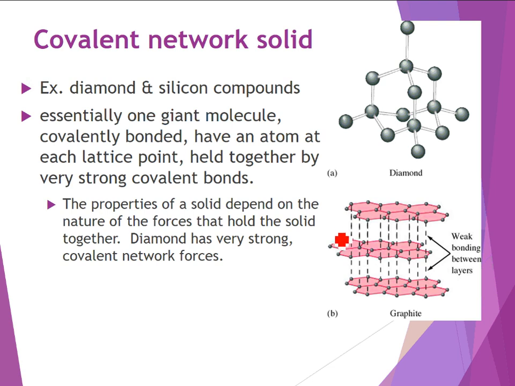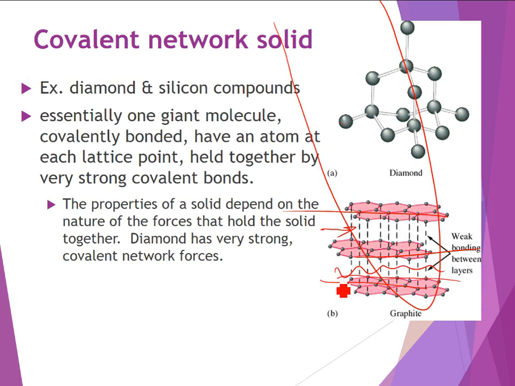Graphite does have IMFs that hold together graphite sheets. That's why when you imagine that you have a pencil, this is the tip of the pencil. When you're writing, you're shearing off graphite sheets, and that's what lands on your page. These weak bonds are what you're overcoming. The graphite sheet itself is the covalent network solid.